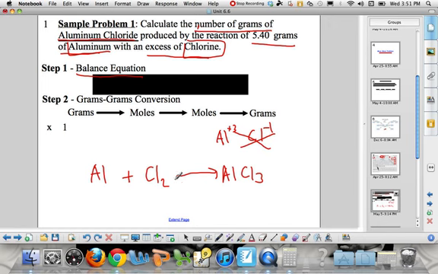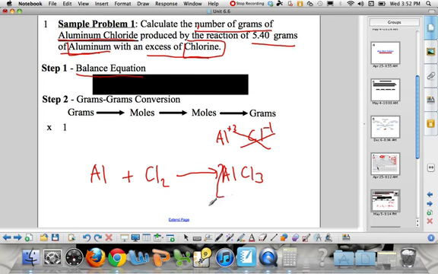This is the equation that I'm starting out with. I've got to balance this equation. I'm going to go through this quickly because we should know how to balance. I've got 1 aluminum here. I've got 1 aluminum here. I've got 2 chlorines here. I've got 3 chlorines here. 2 and 3, I want to make 6. So let's make 6 on this side.